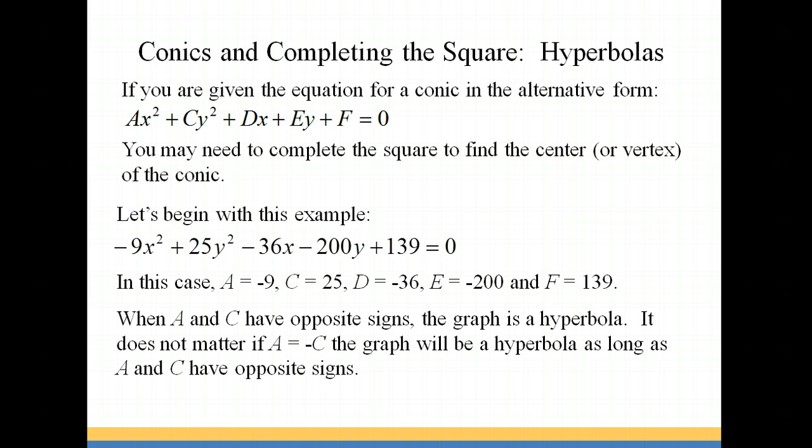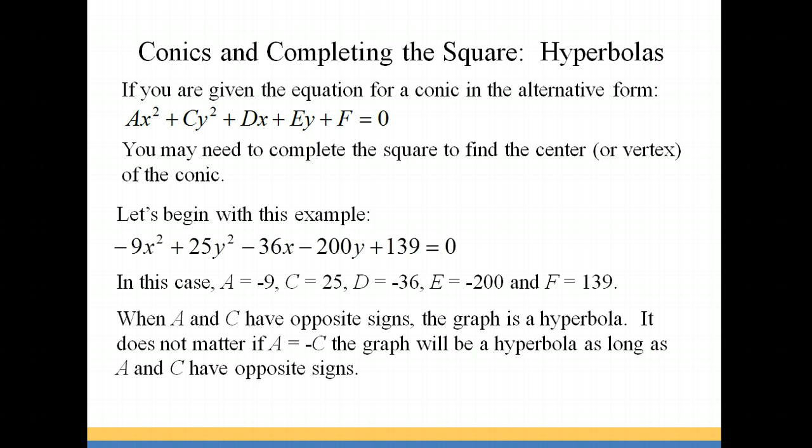If your a value and your c value are opposite signs, in other words, one positive, one negative, you're going to have a hyperbola. It really doesn't matter what the value of a and c are. As long as they have opposite signs, it will be a hyperbola.